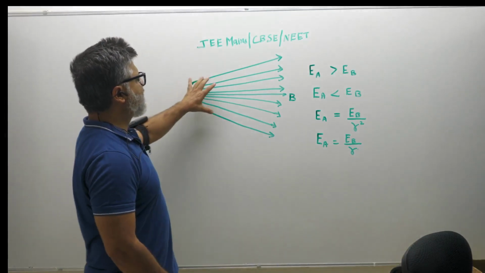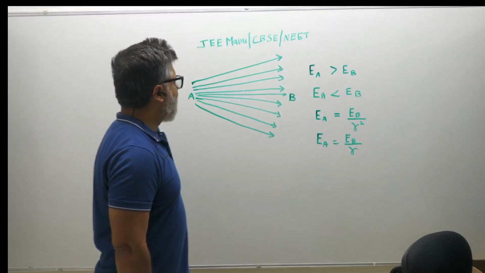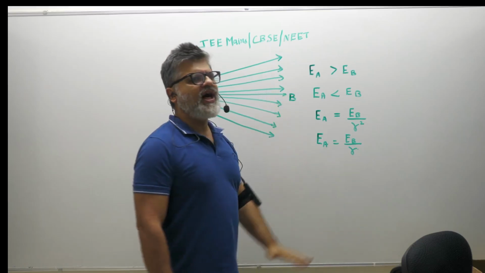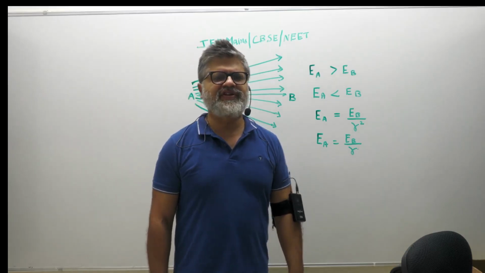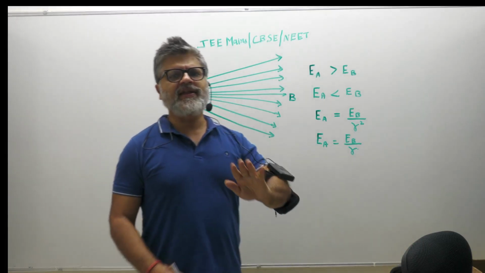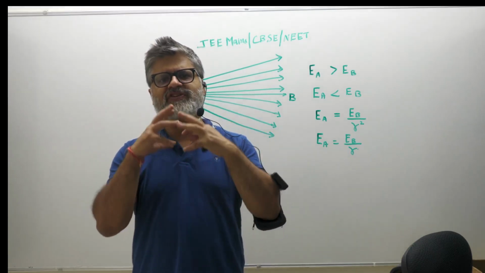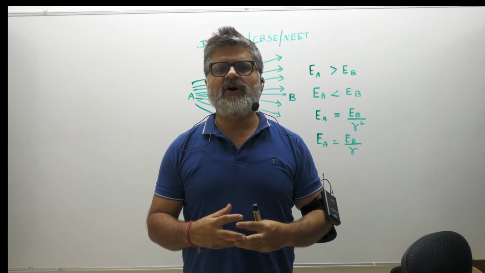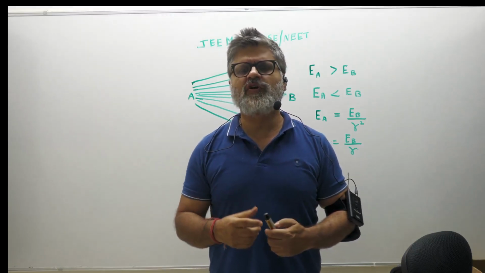So these lines which I've drawn represent the electric field lines, and there are two points A and B. The question which is asked is, what is the relative strength of electric field at A and B? Now remember that electric fields and magnetic fields have a lot to do with visualization. To visualize the strength of an electric field, we use these lines. And the same is true for magnetic fields.